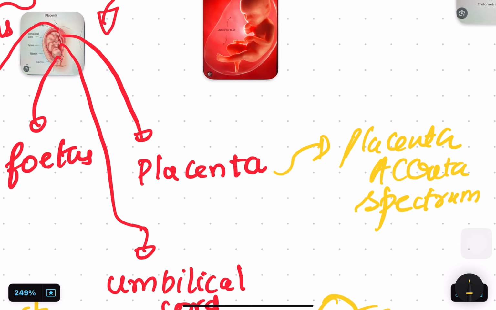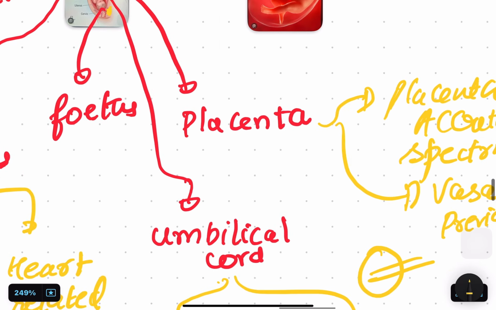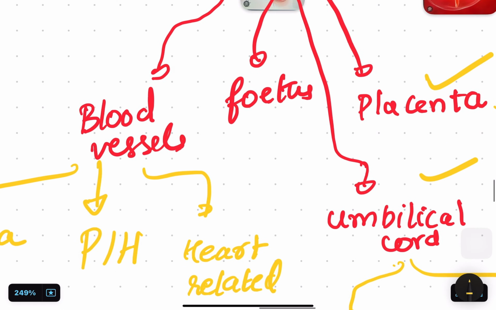And if the placenta is attached here, okay, this is normal. What if the placenta gets attached here? That is called what? Vasa previa. Yeah, that is called vasa previa, which is diagnosed after a specific week, which we'll discuss. Okay, now related to placenta anatomy, you are done. Umbilical cord done, blood vessels done.